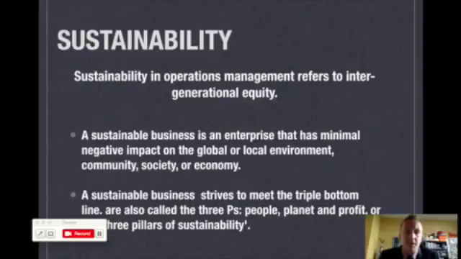One of the things that often gets forgotten is the concept of sustainability when you're working with operations. Sustainability in operations management generally refers to intergenerational equity, making sure that what exists now can exist later and is going to actually be better later. A sustainable business is an enterprise that has a minimal negative impact on the global or local environment, community, society, or the economy. And a sustainable business strives to meet something called the triple bottom line. It's also called the three Ps: people, planet, and profit. And these are the three pillars of sustainability.